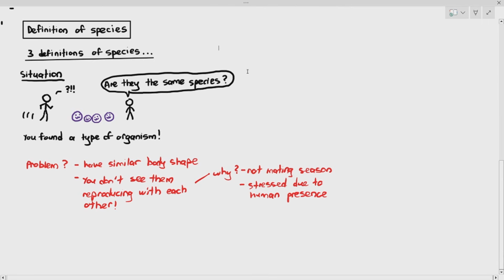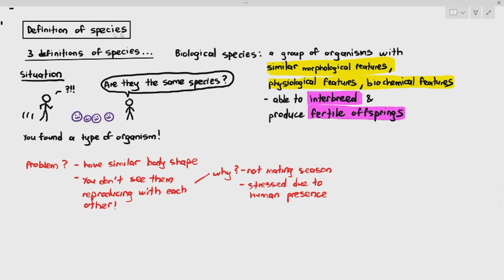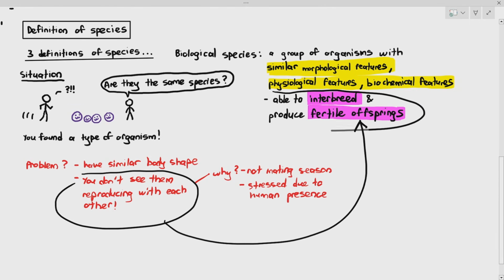So can we use the definition of biological species? Because when you see the definition of biological species, they must be able to interbreed and they must be able to produce fertile offsprings. But that's not happening here, is it? So we have to remove that definition right there.